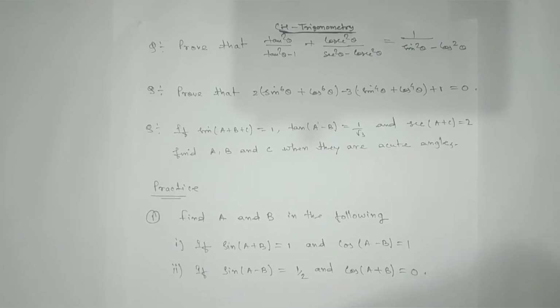Namaste students. Here we have three problems related to trigonometry. All are important. One by one we're going to see here. Prove that tan square theta by tan square theta minus 1 plus cosec square theta by sec square theta minus cosec square theta equals 1 by sin square theta minus cos square theta. So let's do one by one.